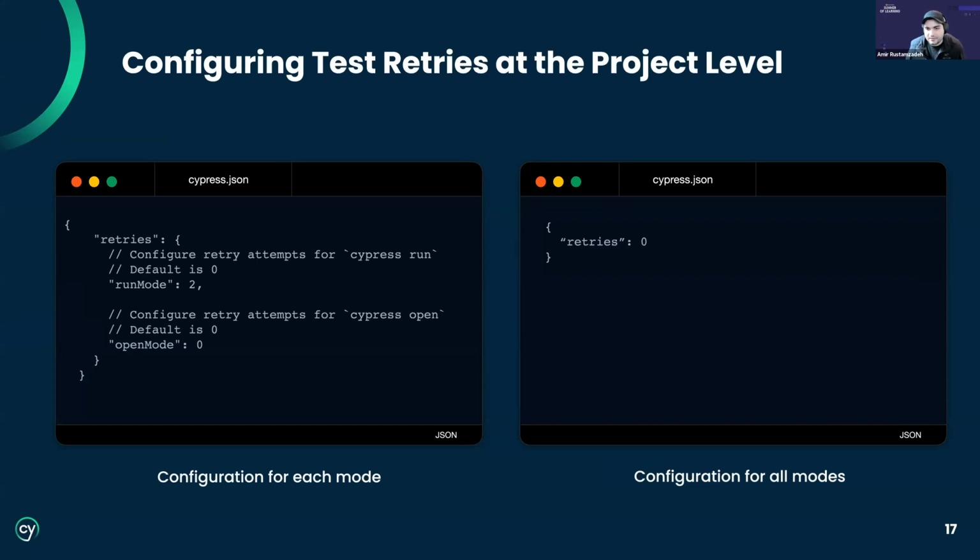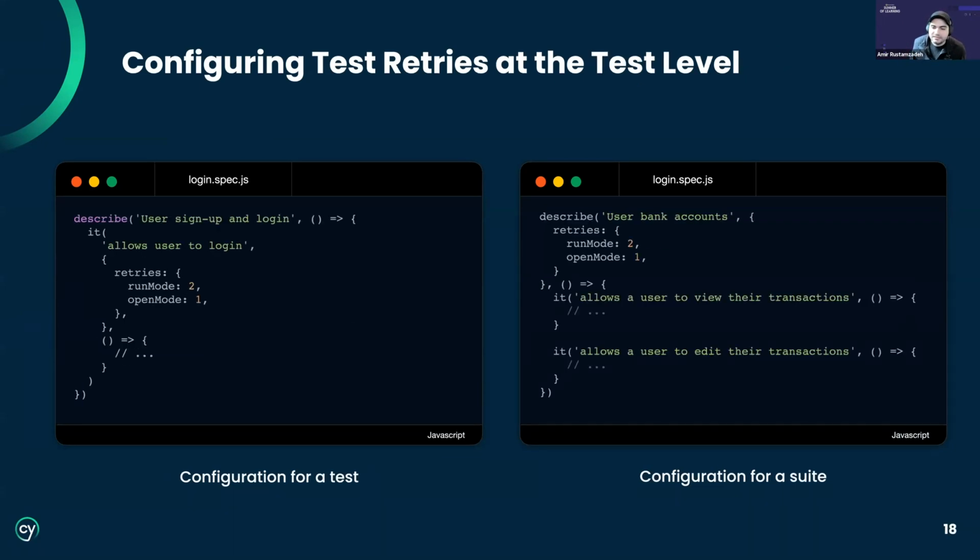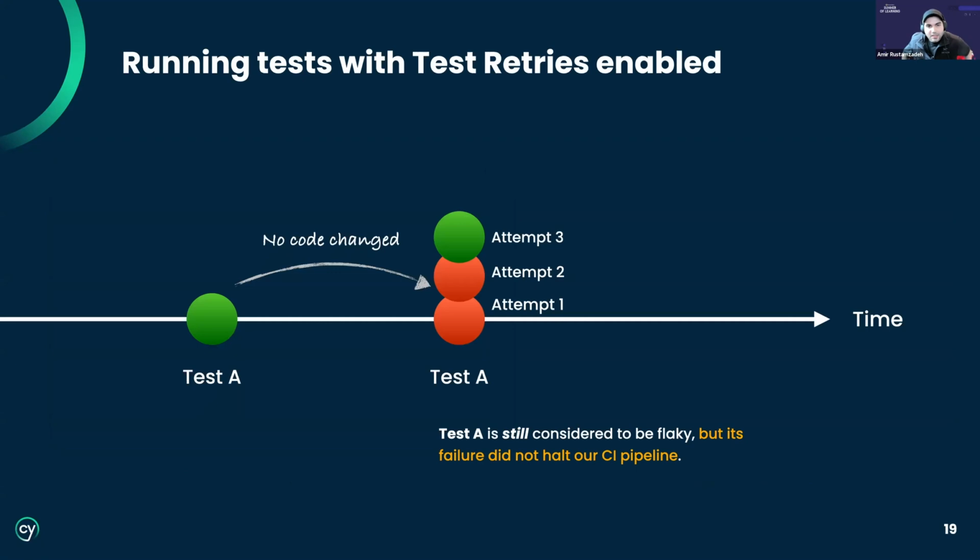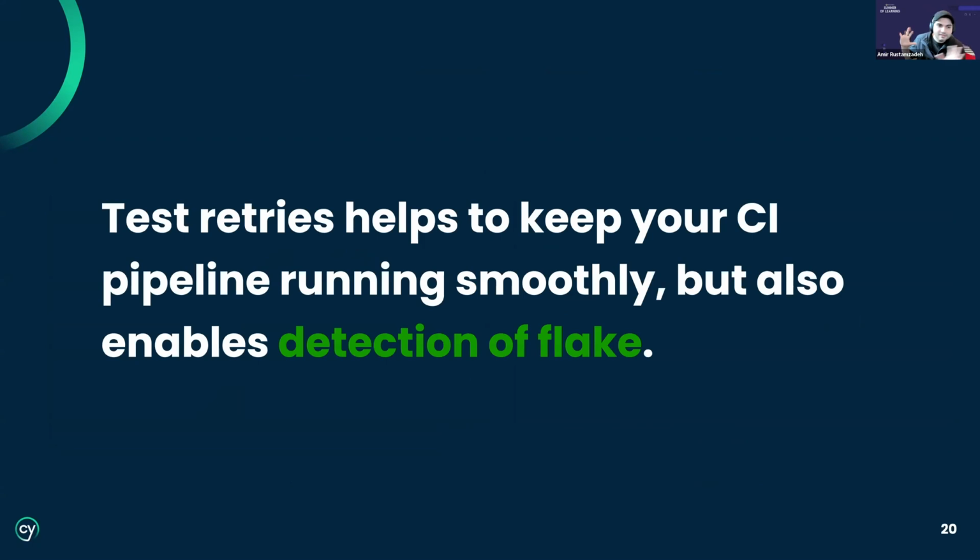And then Cypress also now supports test level configurations as well. So you can configure at a given test level. Maybe you're just trying to target one particular test that is problematic. So that's the problem right there. So going back to our example here, we tried this thing a couple of times. It's flaky, but we did not halt the CI pipeline, which is good because the CI pipeline kept moving smoothly. We were able to make the deployment. But the thing that test retries did give us, in addition to all that, is that it is allowing us to detect flake, which is something you couldn't really do before.